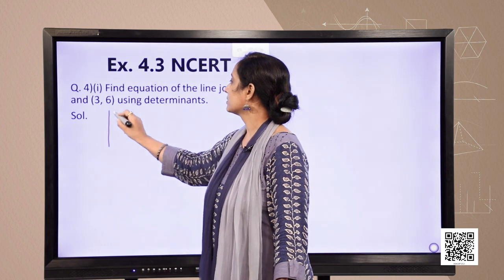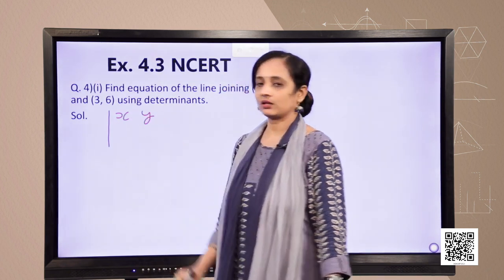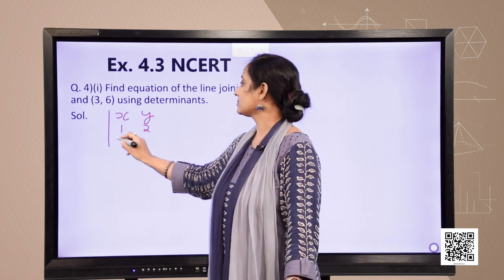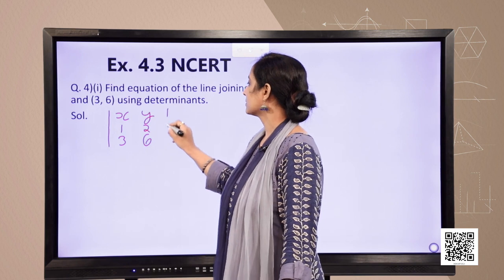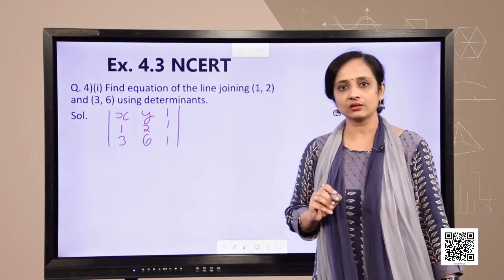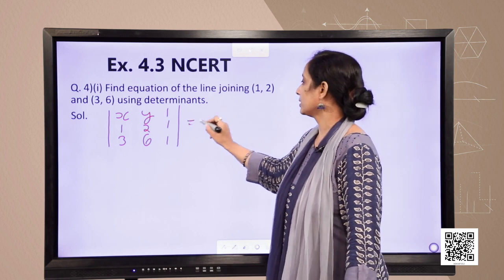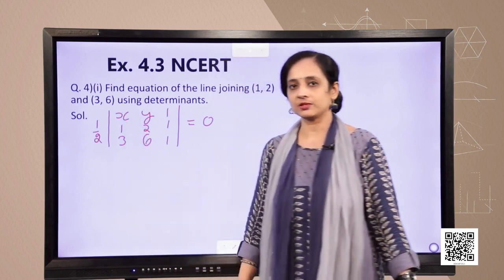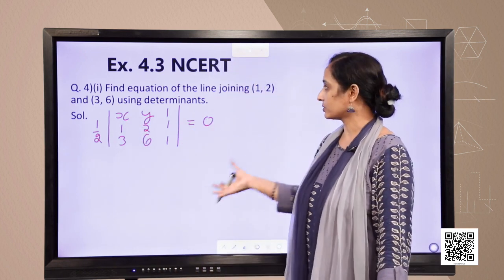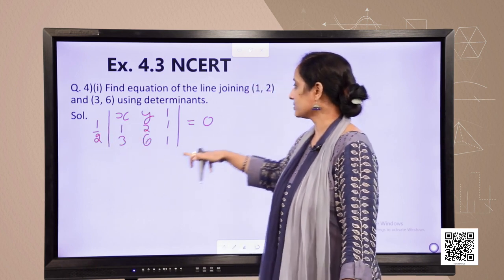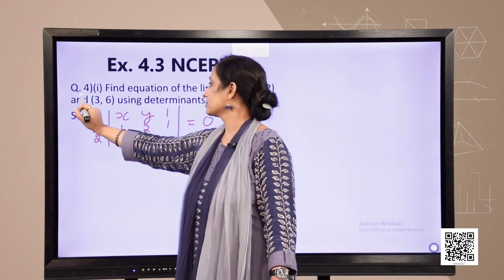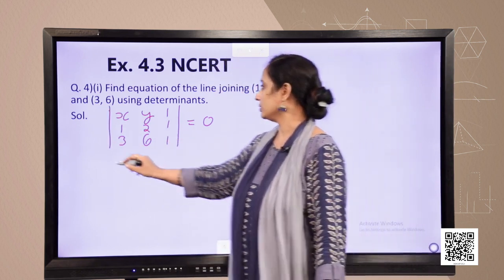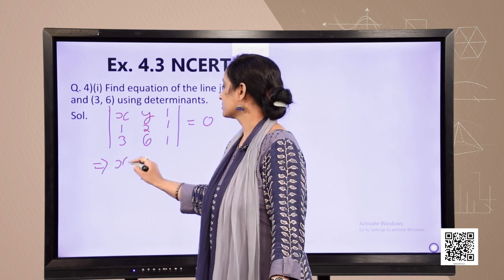So how will you start? Write general coordinate x, y, then write the first point 1, 2, then write the second point 3, 6. Make it square by writing 1 in column 3, equate it to 0. This half represents that this is area of triangle and it is going to be 0, but when half is multiplied by 0, it is losing its value. So you can simplify this determinant only. So let us simplify this.